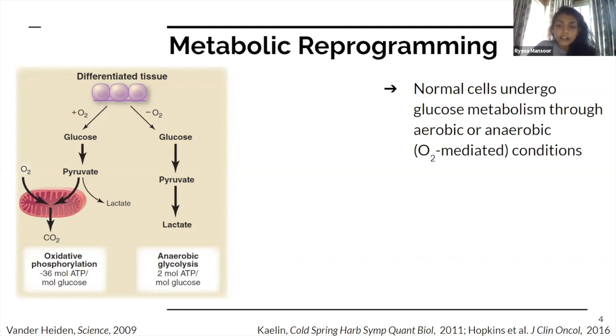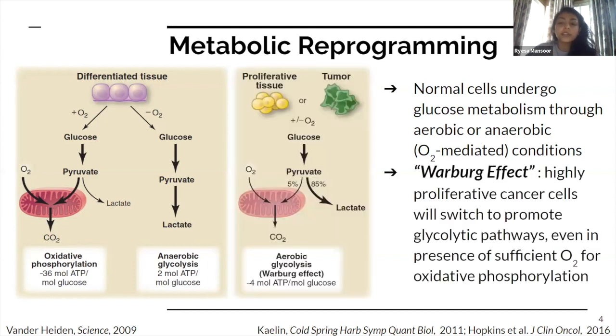So what happens in cancer cells is that cancer cells will undergo what's known as the Warburg effect, or Warburg metabolism. Tumor cells, or cancer cells being very proliferative tissues, will mechanistically switch to promote glycolytic pathways instead of oxidative phosphorylation, even in the presence of sufficient oxygen. Even though they have this oxygen, it's known as aerobic glycolysis, or more specifically, Warburg metabolism. You can see in the schematic here, most of that glucose, once it becomes pyruvate, will go into lactate instead of going into the mitochondria for oxidative phosphorylation.